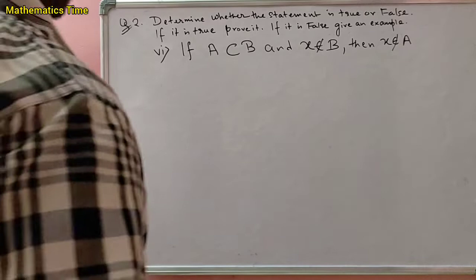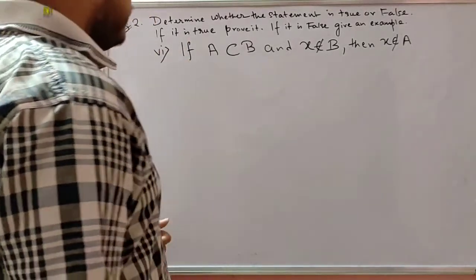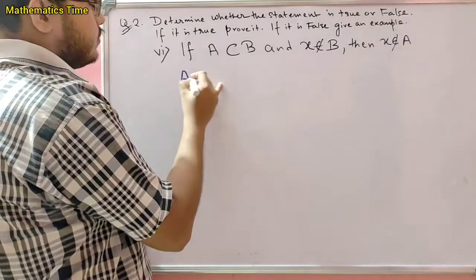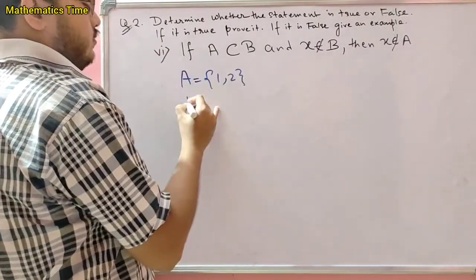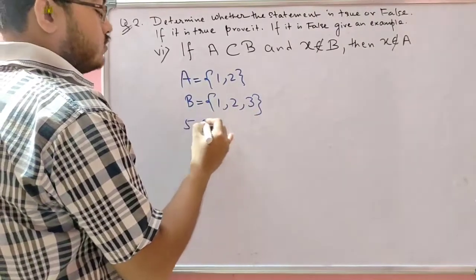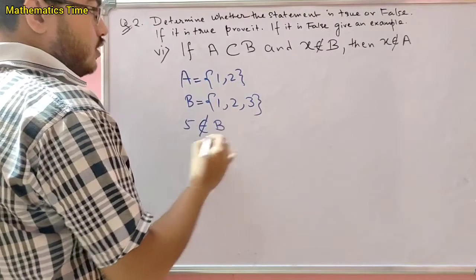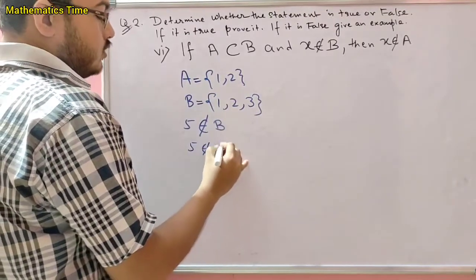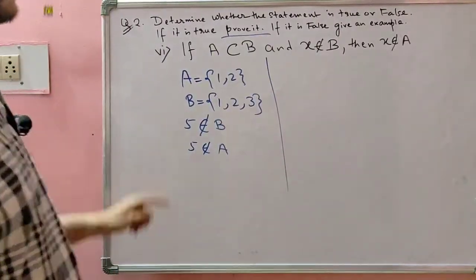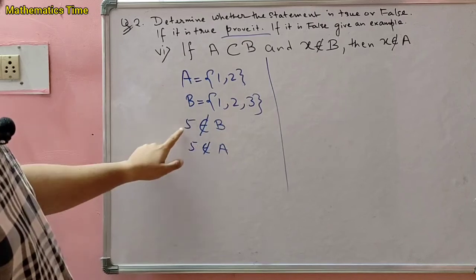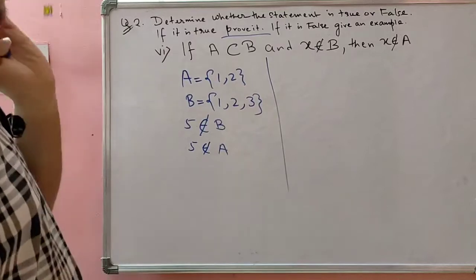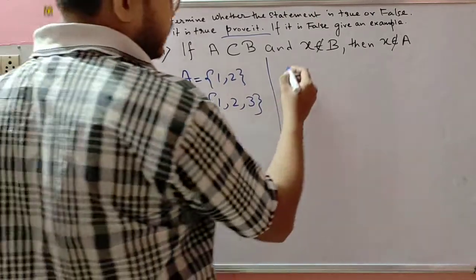So our next question is, if A is a subset of B and x does not belong to B, then x does not belong to A. Let us consider an example. A is {1, 2}, B is {1, 2, 3}. Now 5, an element, does not belong to B, and 5 does not belong to A. It seems it's a true statement, but if it is true, we have to prove it. 5 is not an element in the set B and 5 is not an element in the set A. This is an example. Now how will we prove that?